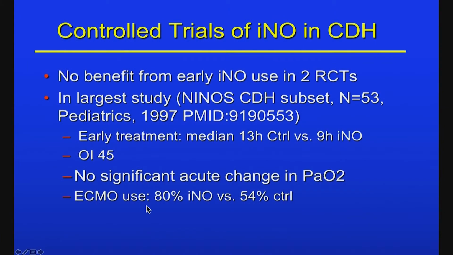But when you think about the evidence that we have, there's not a lot, right? But there were 2 small randomized controlled trials. In the largest study, the CDH subset, there were 53 babies randomized to treatment with NO or control early in their course, 13 hours versus 9 hours, quite sick by a postductal OI measurement, and I'll talk about this in a bit. And there was no significant acute change in PO2. What's often overlooked from that report, though, is that ECMO use was 80% in the NO group and 54% in the control. They actually did worse if your marker of doing worse is going on to ECMO or dying.